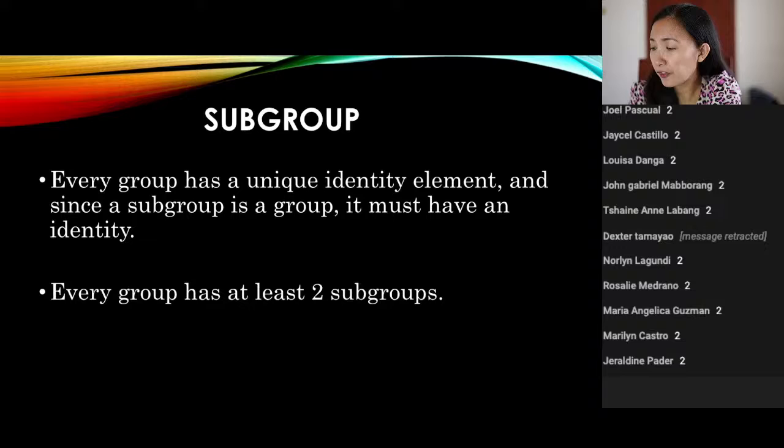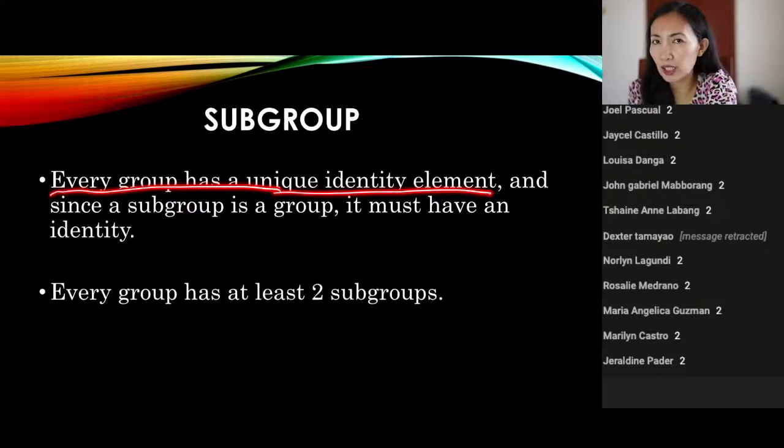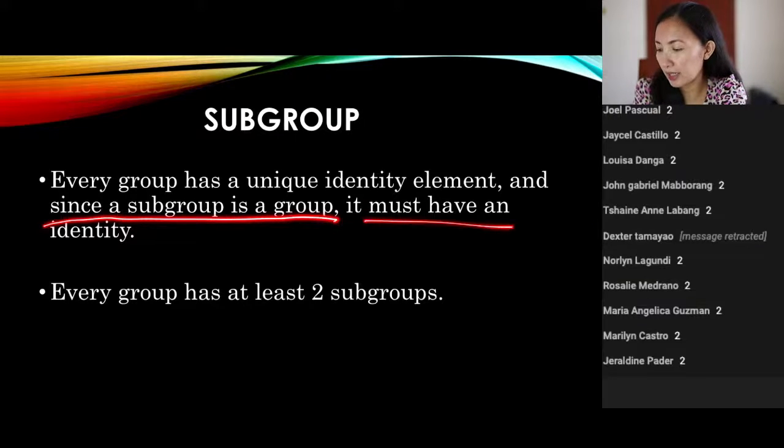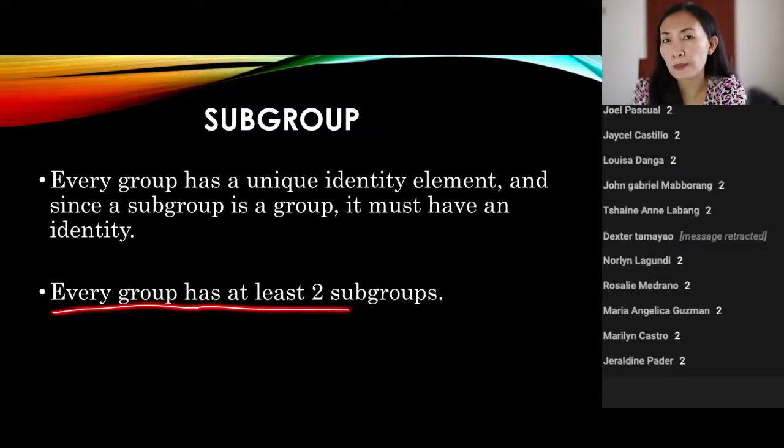Next, every group has a unique identity element. Nakita naman ninyo yun, isa lang. So, in the previous example, the identity element is 0, nothing else. And since a subgroup is a group, it must have an identity. Next, every group has at least 2 subgroups.